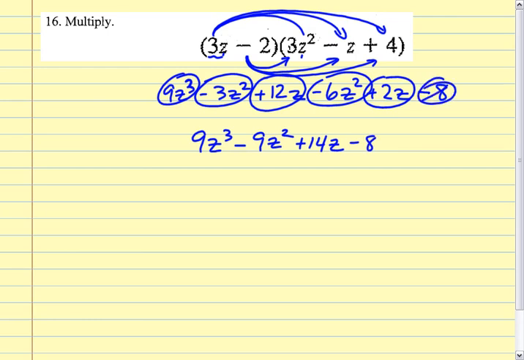That's it. Done. I can't simplify this anymore because none of the terms are alike. All of them have different exponents. They have the same variables, but the variables all have different exponents, so I can't put them together. They're not like terms. All right?